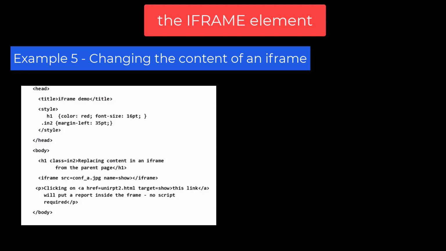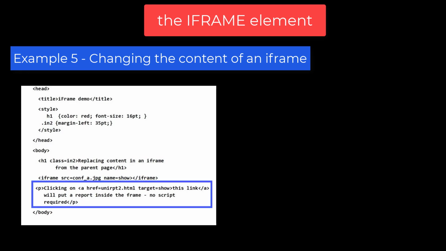Example 5. Changing the content of an iframe. In this example, we change the content of an iframe by linking into the iframe using the name equals attribute in the iframe and the target equals attribute in the parent page. So here's our code. Nothing unusual in the head, and the body has an h1, class equals in2, replacing content in an iframe from the parent page. And then here's our iframe. Source equals conf_a.jpg, name equals show, and end iframe.